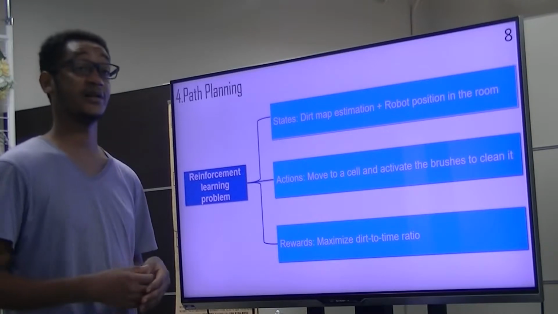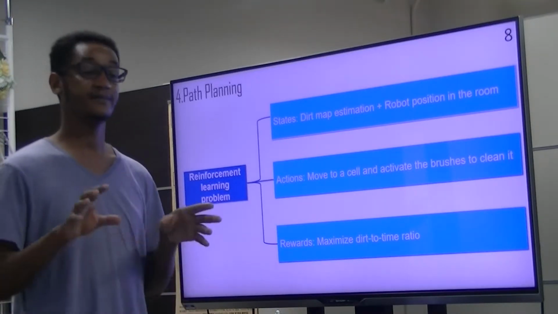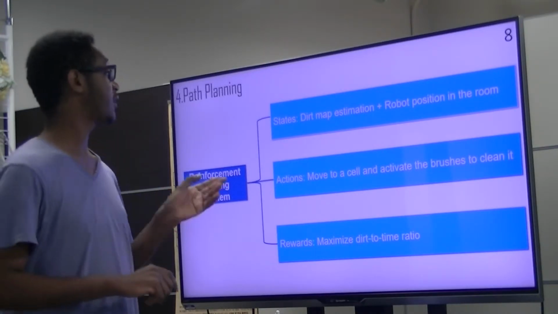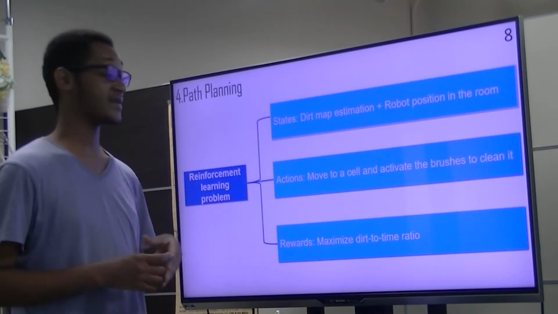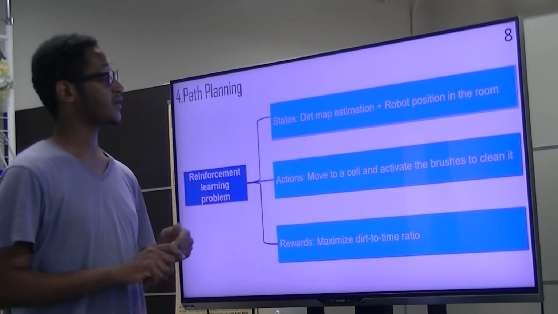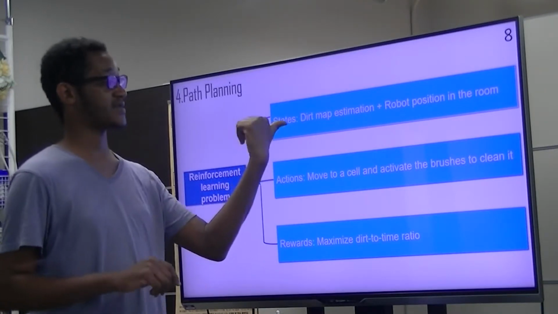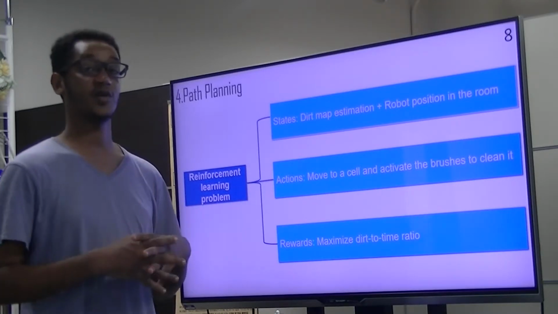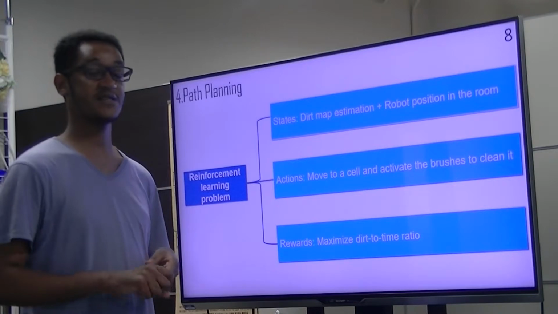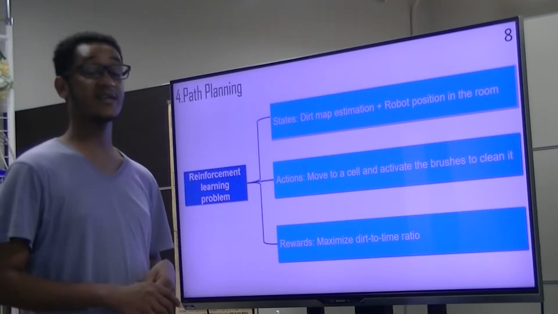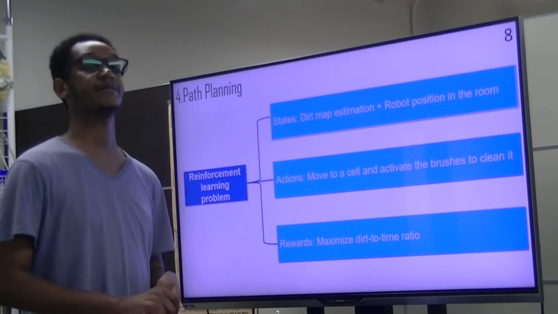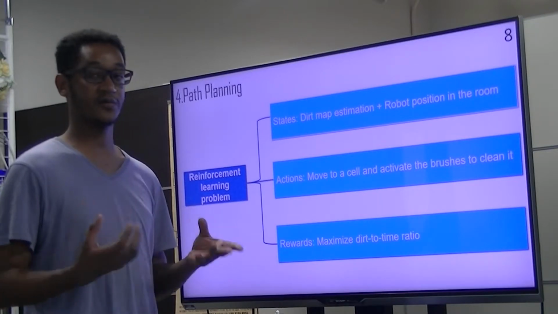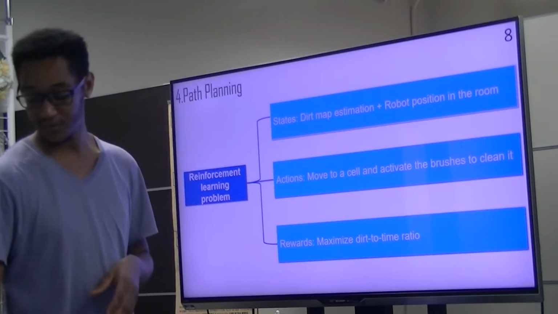After estimating our dirt map, the robot must find the path to follow in order to clean the room very quickly. So we can formulate our path planning problem as a reinforcement learning problem. So we use a DQ network where we have as states the dirt map estimation and the robot position in the room, as actions the decision of the robot to move to the neighbor cells and clean them. And as goal, we want to maximize the dirt to time ratio for the robot to get the maximum amount of dirt in the limited amount of time.